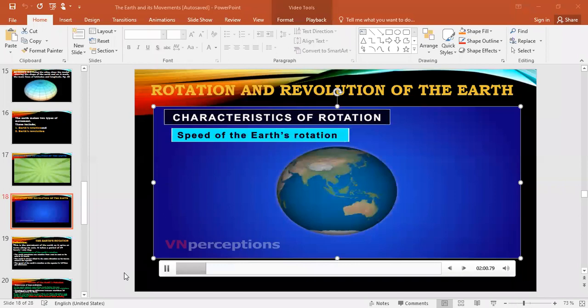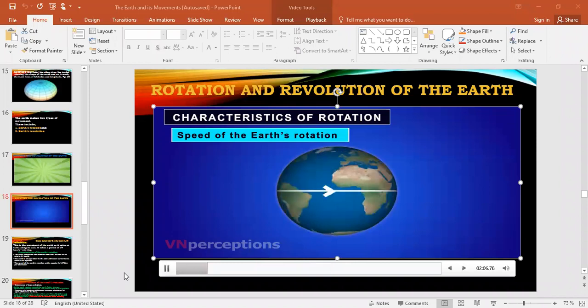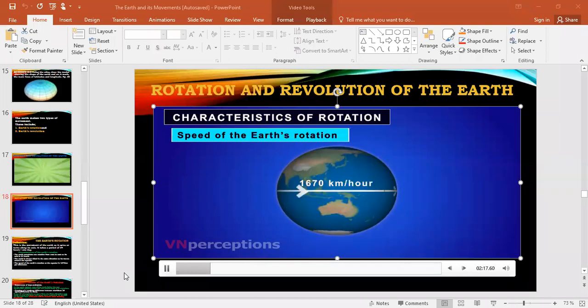Third is the speed of the Earth's rotation. The speed of the Earth's rotation at the equator is 1,670 kilometers per hour, because the circumference of the Earth is 40,070 kilometers. So at the equator, the Earth would be traveling 40,070 kilometers, and it is covered in 24 hours. So in 1 hour, the Earth rotates 1,670 kilometers per hour.